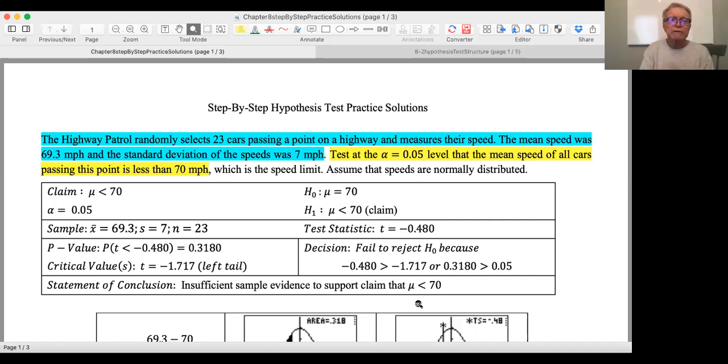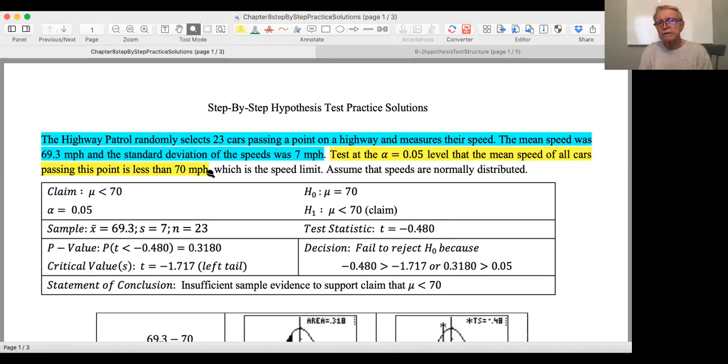So in this problem, we see a highway patrol randomly selects 23 cars passing a point on the highway and measures their speed. The mean speed was 69.3 miles per hour, and the standard deviation of the speeds was 7 miles per hour. That doesn't say anything about making a statement about a parameter. That just means they're collecting some data and doing some calculations with the data. Let's look at the next sentence. Test at the alpha equals 0.05 level that the mean speed of all cars passing this point is less than 70 miles per hour.